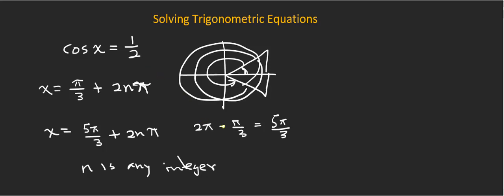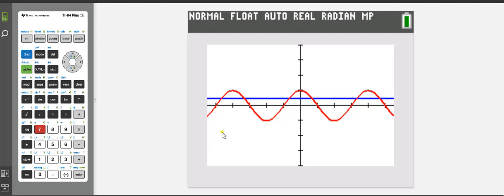Let me explain it graphically. So when you graph y equals cosine x, which is the red graph, and y equals 1 over 2, basically we're trying to find the intersection points. Now notice, you see 1, 2, 3, 4, 5, 6 intersection points. But as this graph keeps on going, you'll notice that you have an infinite number of solutions. So that's why we need 2n pi.